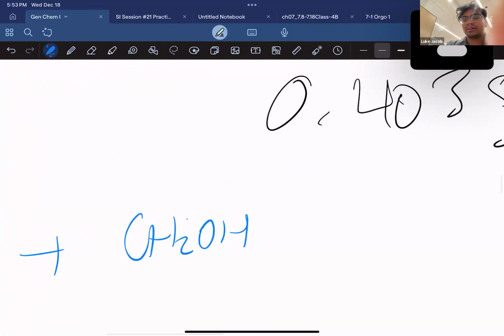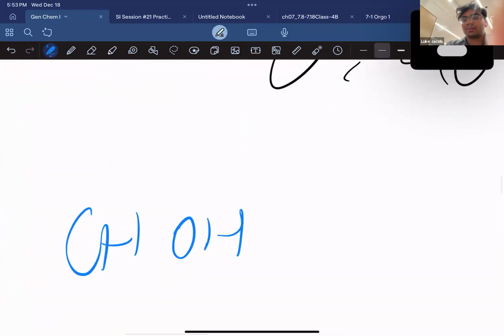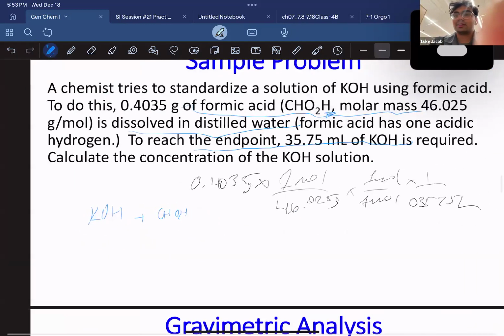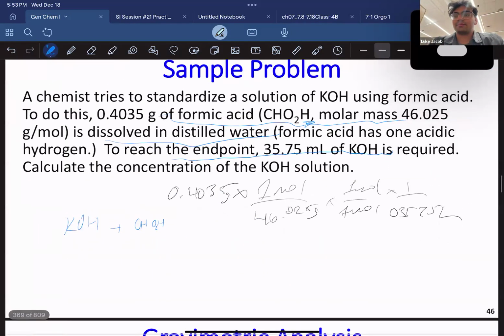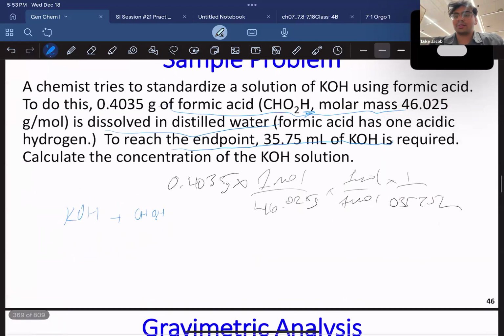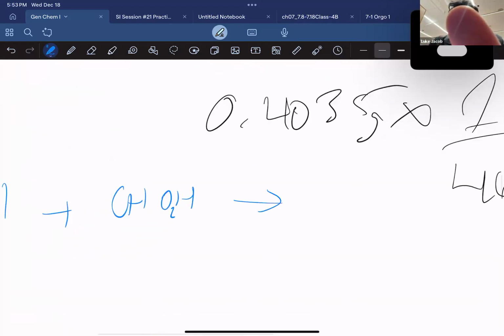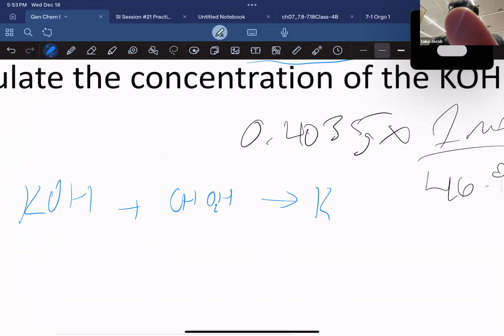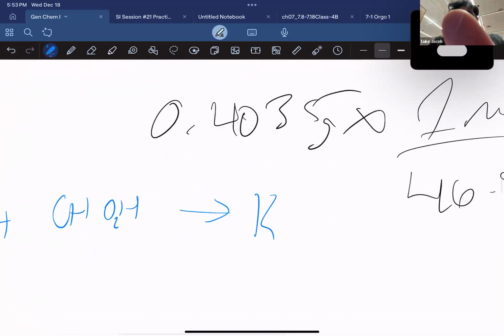Or sorry, it's CHO2H, right? So yeah, it's important to be able to recognize and write out these reactions. So the reaction would be something like this with CH2O or CHO2 minus, or no, not minus.